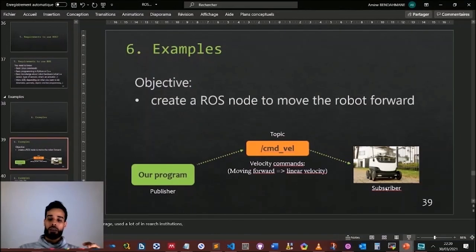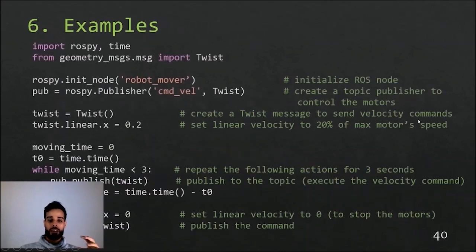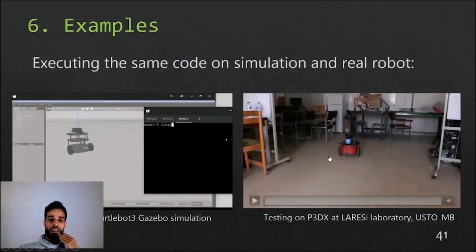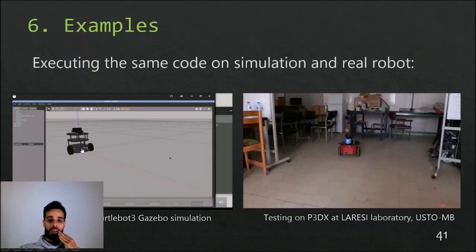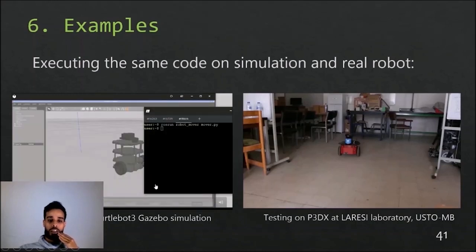I put the code in the slide, and later I will share the slide with you so you can find the code with some comments. I executed this code in a simulation. As you can see here, I set it to move for 3 seconds and then stop, so it stopped here.